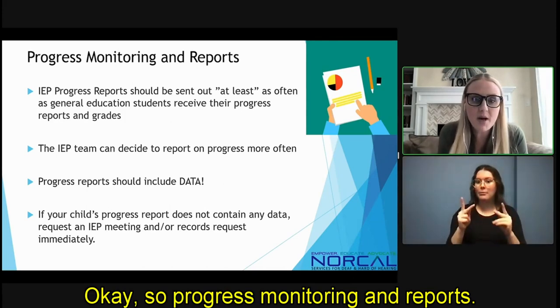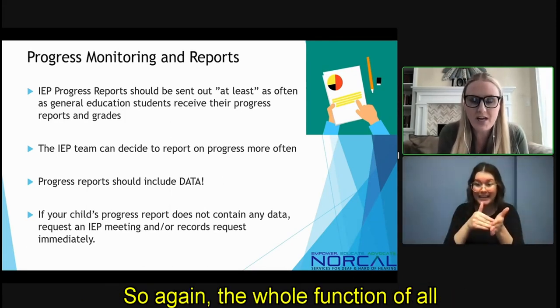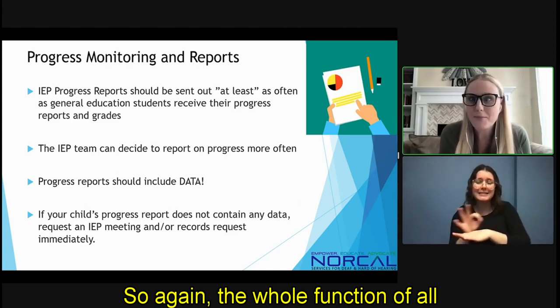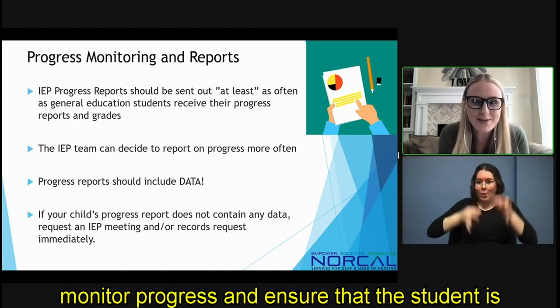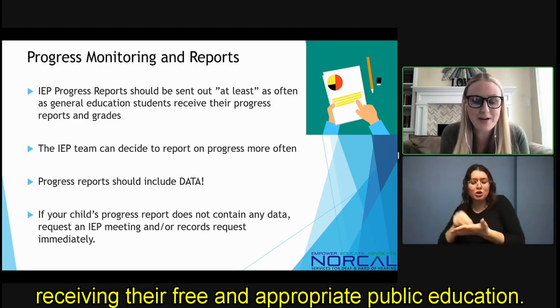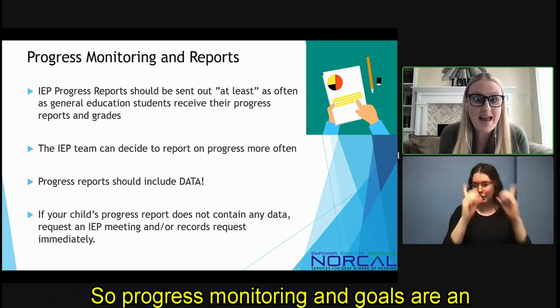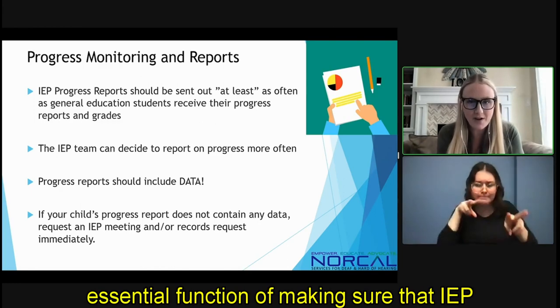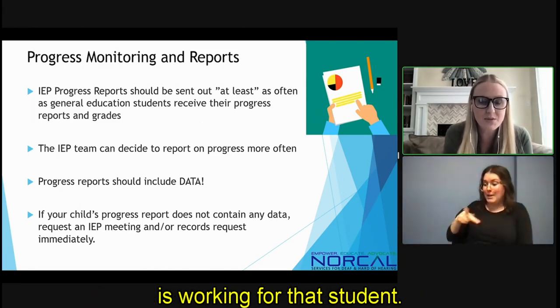Okay, so progress monitoring and reports. So again, the whole function of all of our Supreme Court battles was to monitor progress and ensure that the student is receiving their free and appropriate public education. So progress monitoring and goals are an essential function of making sure that the IEP is working for that student.